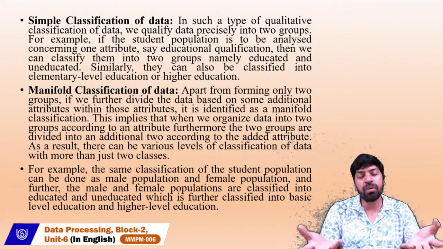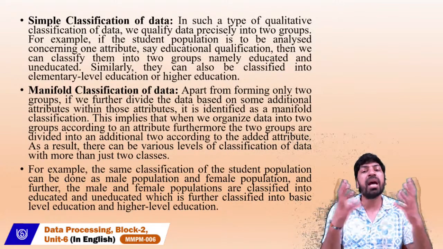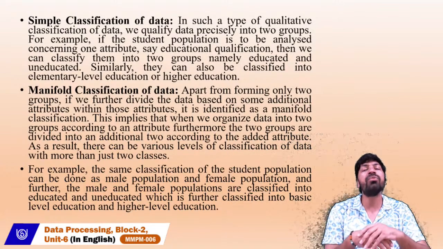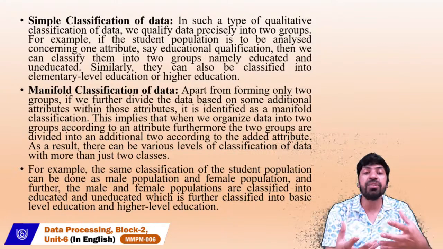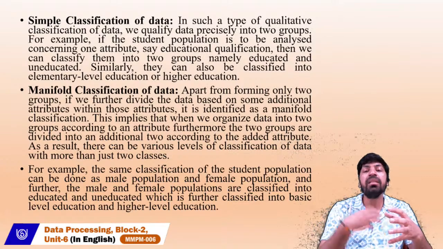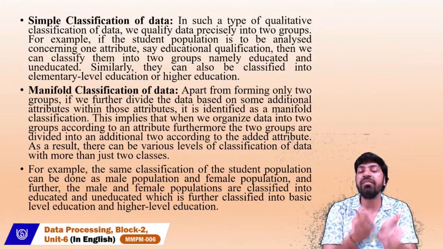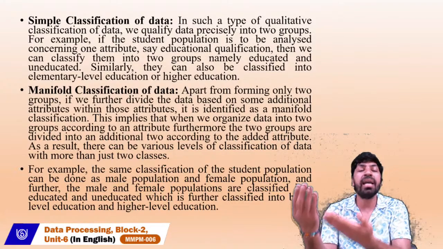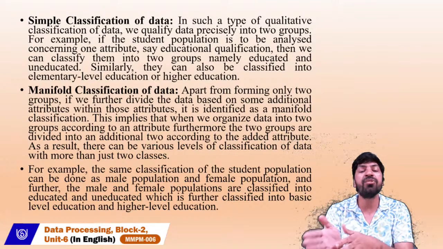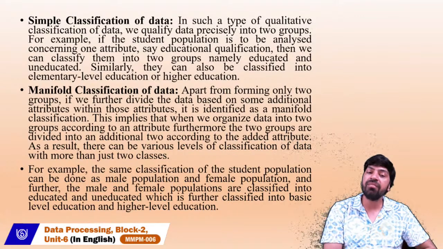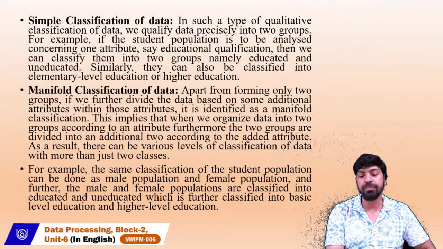Manifold, as I already showed to you, is when a large amount of data has been classified according to the attributes, and then further two groups are made on it. Like if we talk about male and female, another category is put on. Like for the male, it's literate or illiterate. Same for the females, and that becomes manifold classification of data.